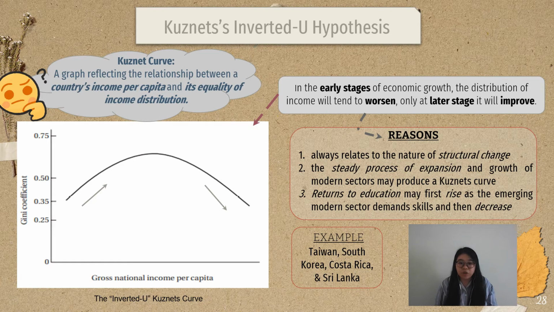In the early stage of economic growth, the distribution of income will tend to decrease. Only at a later stage will it improve. This observation came to be categorized by the inverted U. They have some reason here, and from the example of countries such as Taiwan, South Korea, Costa Rica, and Sri Lanka, we can conclude that higher income levels can be accompanied by falling and not rising inequality. It all depends on the nature of the development process.